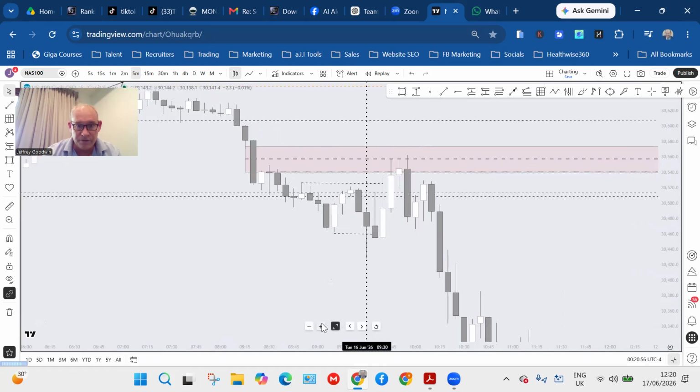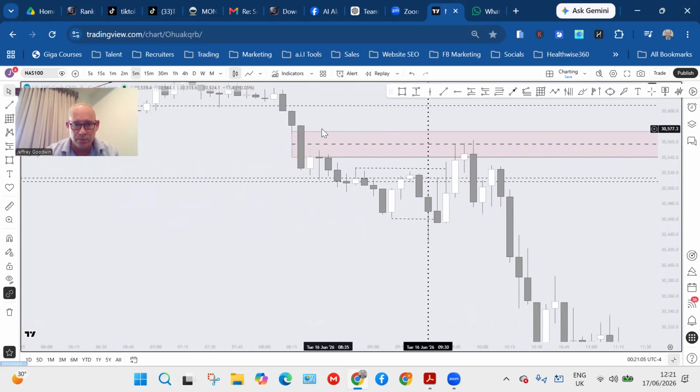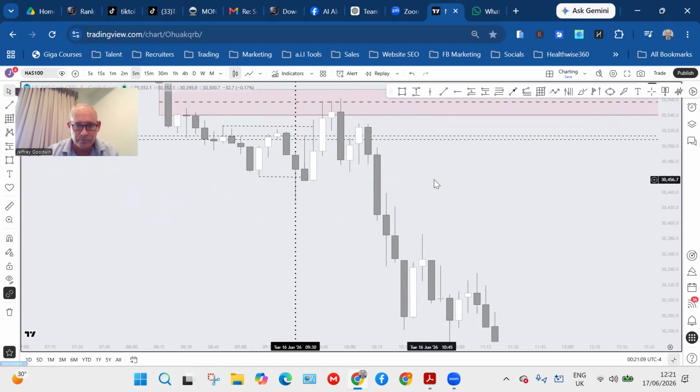Now, some people might get an initial entry here. It's typically called a low risk entry. Stop loss would go above here, or even higher if you wish. Then it pushes down, pushes back up, a little fair value gap. And here, ladies and gentlemen, see how the bodies respect the fair value gap.